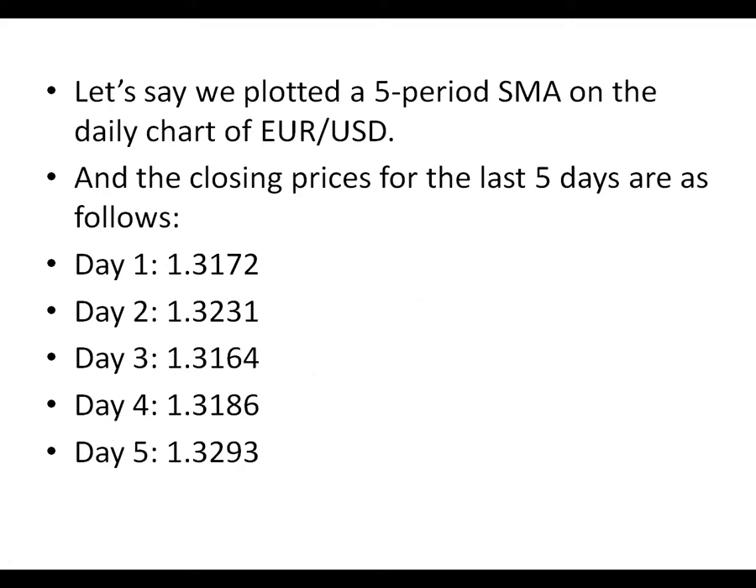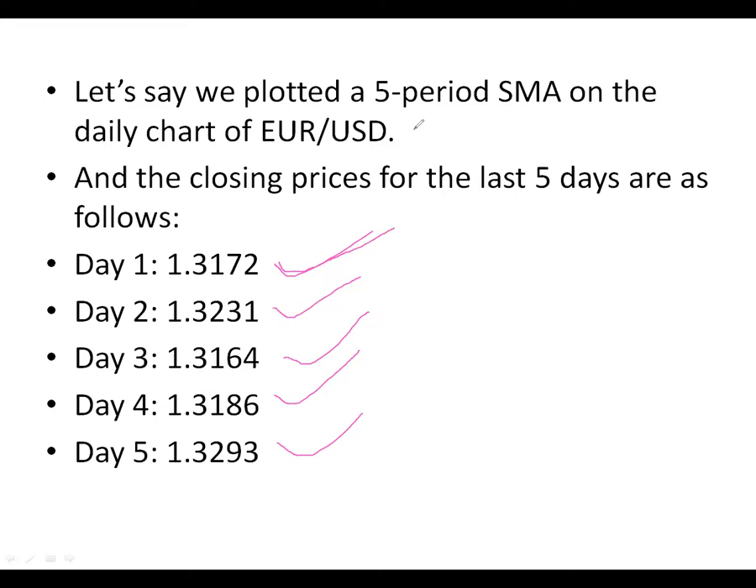Now, let's say we plotted a 5-period SMA on the daily chart of EUR/USD. This is an example. So we plotted the 5-period moving average on the daily chart of what? EUR/USD. What it means is that we are going to add the closing prices for the last 5 days. The closing price for the first day is this. Day 2 is this. Day 3 is this. Day 4 is this. And day 5 is this. These are the closing prices for the last 5 days, because the number you selected is the 5-period moving average. So the 5-period moving average is going to calculate the last 5 candles on the chart, which is EUR/USD, the pair you have selected. The 5 days candles have their closing prices, and we have them here: 1, 2, 3, 4, 5.